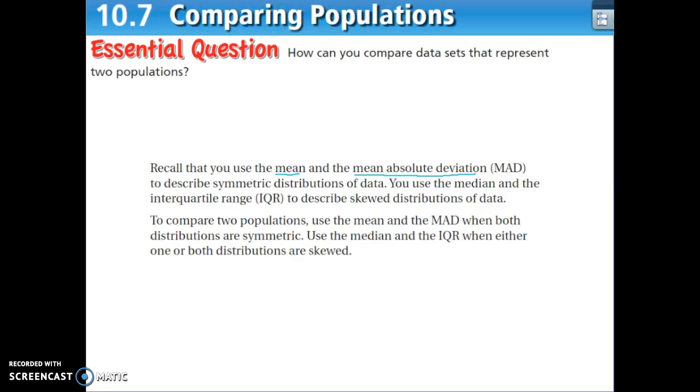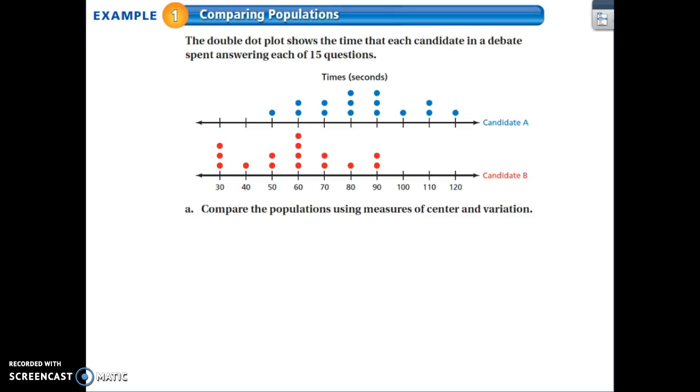However, you use the median and the interquartile range, which we abbreviate as the IQR, to describe skewed distributions of data. The first thing that we are going to discuss is an example of comparing symmetric distributions. So on the next slide, we are going to talk about the mean and the mean absolute deviation of two different data sets. In this example, the double dot plot shows the time that each candidate in a debate spent answering each of 15 questions.